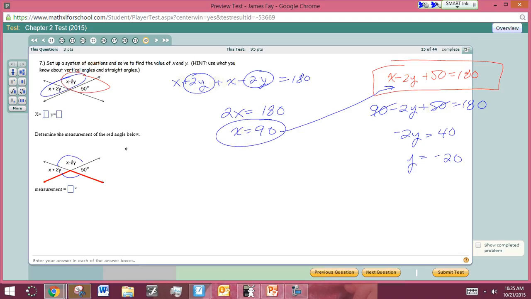So if x was 90, minus 2y, so 90 minus a negative 40, because 2y would be negative 40. So I'm going to get 90 plus 40, which is 130. So that angle right here is 130. So this one has to be 130 as well. The red one, there we go. That has to be 130 as well. So the red angle is what we're looking for.